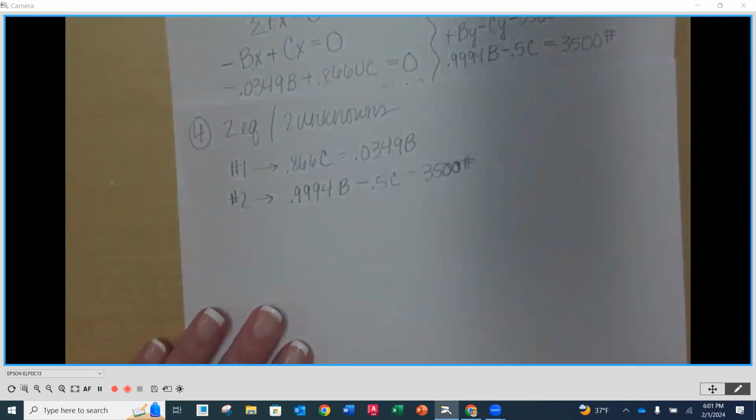So now the first step is going to be picking one of the equations and putting one of the variables in terms of the other. So which equation do we want to deal with?